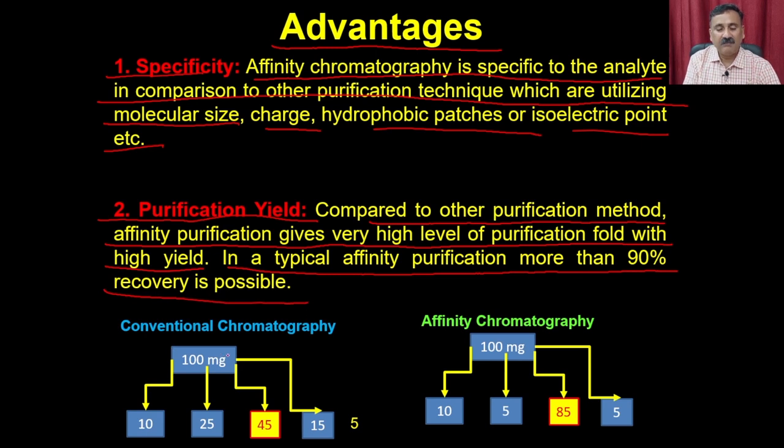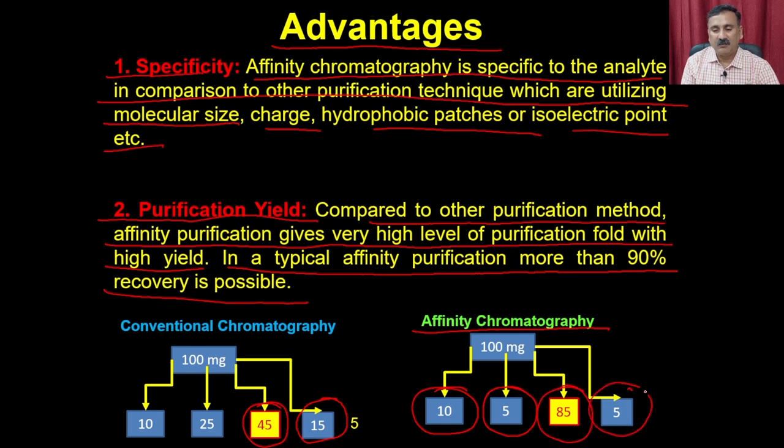So if you started with 100 milligrams of protein, it could be possible that after the first purification, you can have 10 milligrams in one fraction, 25 milligrams in the third fraction, 45 milligrams is what your protein is, and the 15 milligrams is going to be in the fourth column. Similarly, in the case of affinity chromatography, you are going to have 10 milligrams of waste in the first fraction, 5 milligrams in the second fraction, and more than 85% is going to be in your purified fraction.